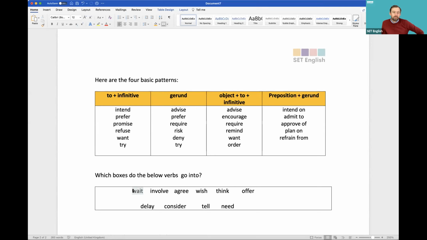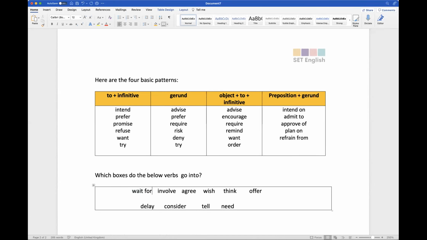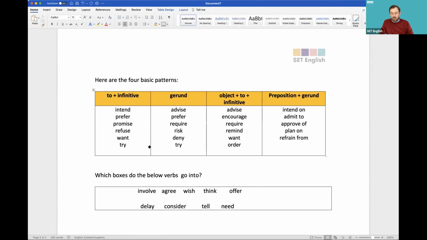How about wait? Preposition plus gerund. Wait for. Okay, or to plus infinitive. Well, I think about it, you can wait for, can't you? But that would be something. That's not a verb, is it? Wait to do something. You need to wait to do that. Yeah. So wait to. Just wait to do that. Wait to cool down. Yeah. Just wait to do that, to cool down.